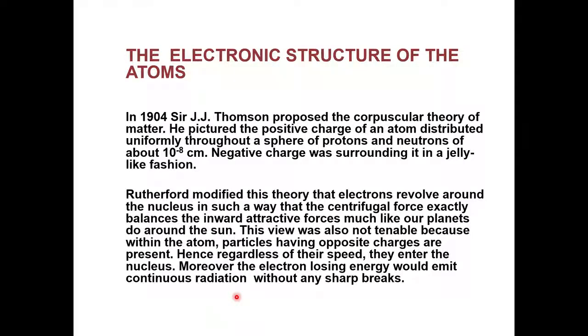Now, how do we know that the spherical structure contains electrons? They must have been found, detected and determined by somebody, and it was Sir J. J. Thomson in 1904 who proposed the corpuscular theory of matter. He pictured the positive charge of an atom distributed uniformly throughout a sphere of about 10 raised to minus 8 centimeter. Okay, that is 1 angstrom. So negative charge was surrounding it in a jelly-like fashion.